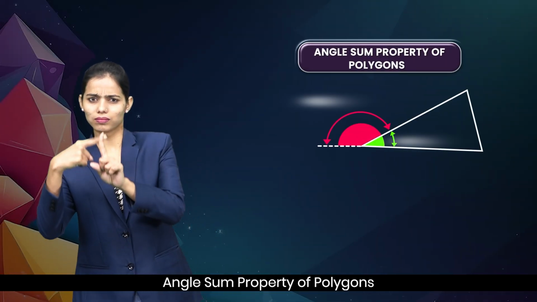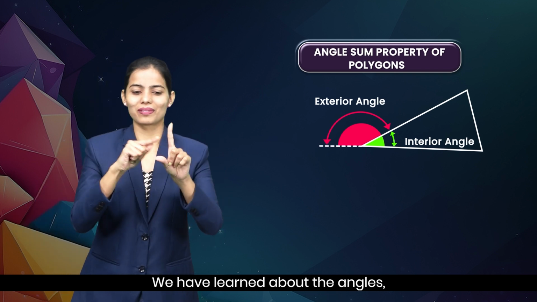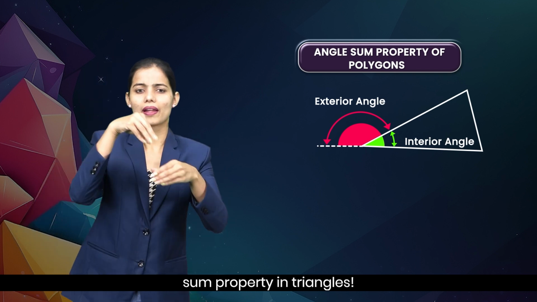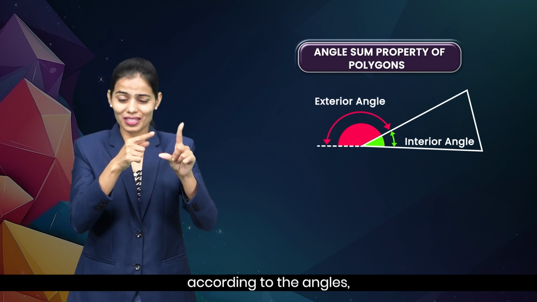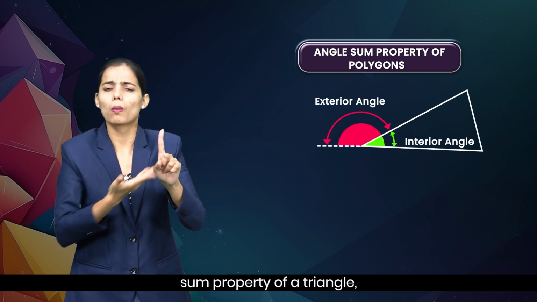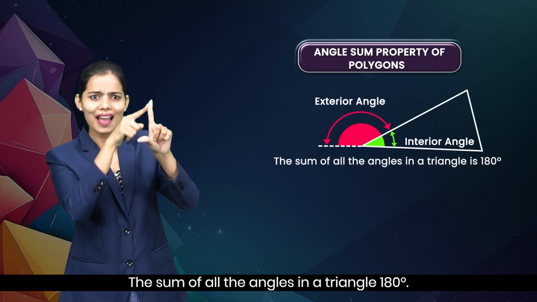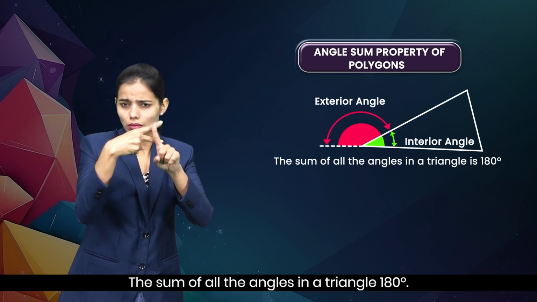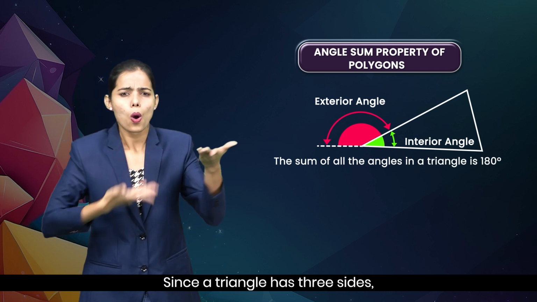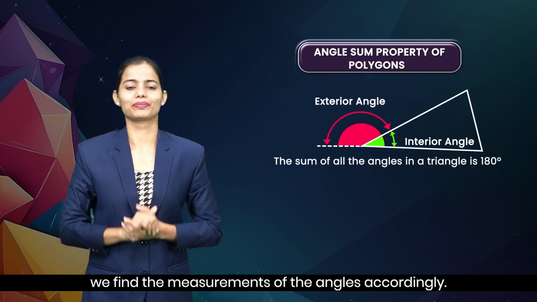Angle sum property of polygons. We have learned about the angle sum property in triangles. According to the angle sum property of a triangle, the sum of all the angles in a triangle is 180 degrees. Since a triangle has 3 sides, we find the measurements of the angles accordingly.